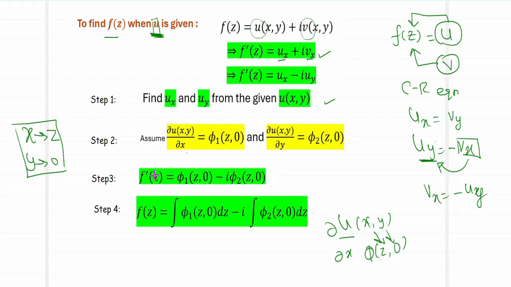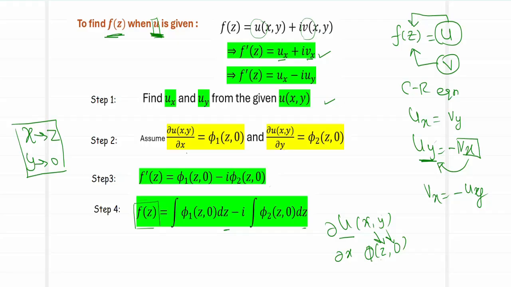Step 4. From my f dash of z, how to find your f of z? I will have to integrate the answer. So whatever answer I get in step 3, integrate it with respect to dz. Because now instead of the two variables x and y, I have converted into a single variable called z. So carry out the integration with respect to z. This will give me my analytic function f of z, and we are done. This is the case when u is given.